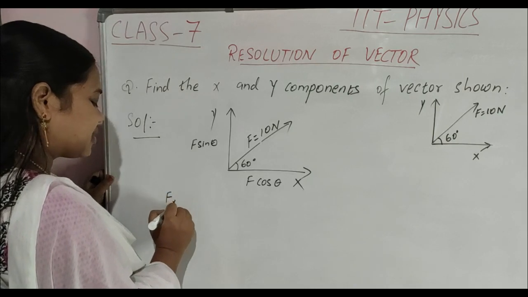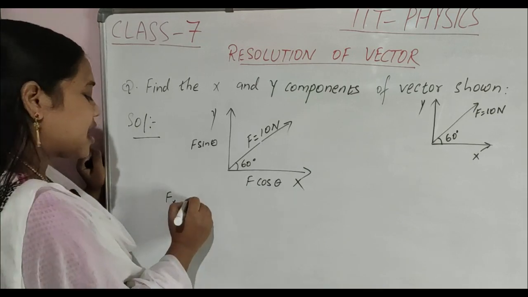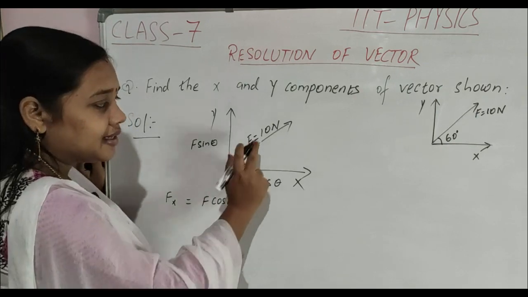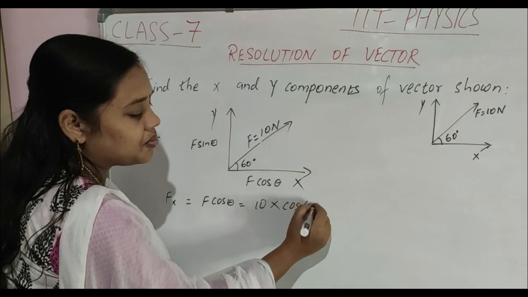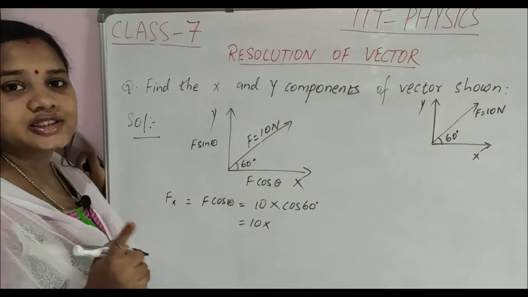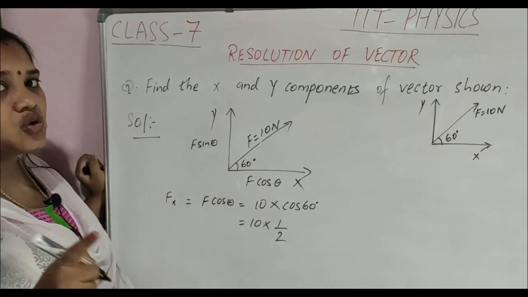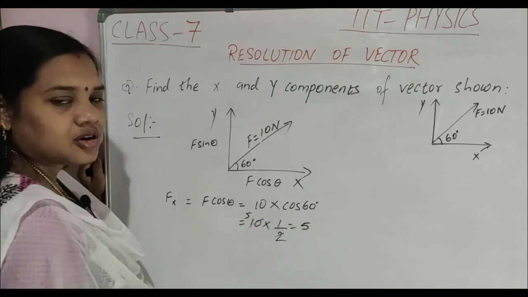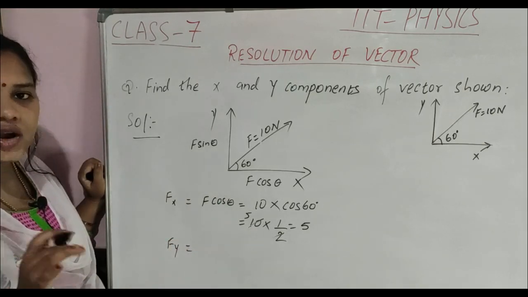So Fx means force in x direction. Fx is F cos theta. Force is 10 Newton into cos theta, and theta is 60 degrees. So 10 into cos 60. Cos 60 value is 1 by 2. Cos 30 is root 3 by 2, cos 60 is 1 by 2. So 2 fives are 10. So it is 5.